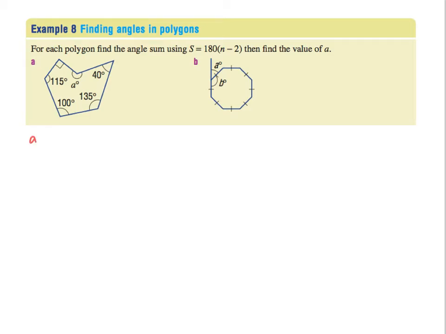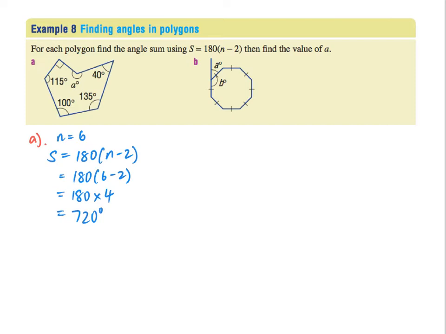Now, let's try that with example A. Counting up all the sides, you will notice that this is a six-sided polygon, so n is equal to 6. If we use our equation, S is equal to 180(n minus 2), n is equal to 6. In brackets we have a total of 4, so it's 180 times 4, and now we have 720. So the angle sum of a hexagon is 720 degrees.